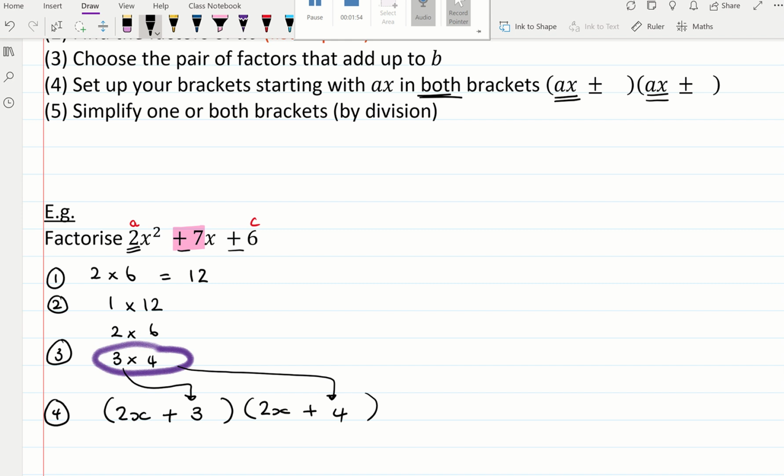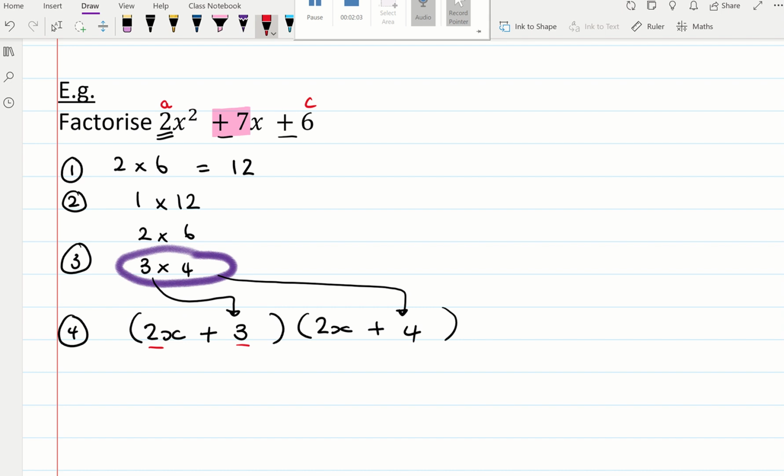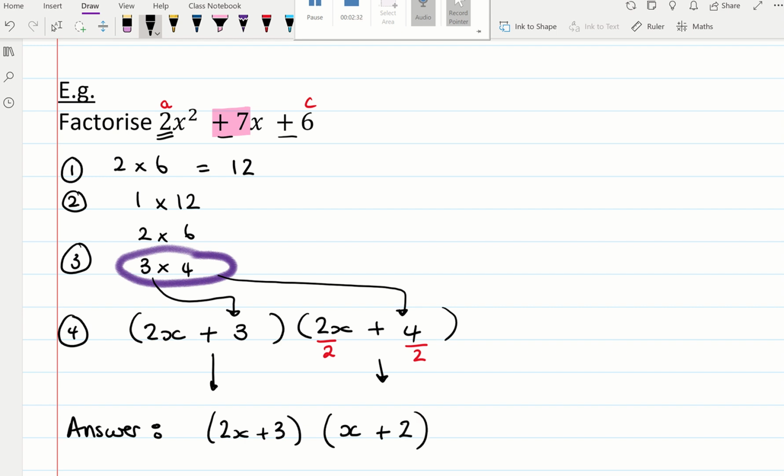And step 5 says simplify one or both brackets. Now, you may not have to simplify any brackets, but you need to check. 2 and 3 don't have any common factors, so you're not going to simplify that. But 2 and 4 can both be divided by 2. If you simplify a bracket by division, you have to divide both parts by the same number. So your final pair of brackets, this doesn't change, 2x plus 3. And this one, 2x divided by 2 is 1x, or just x, and 4 divided by 2 is 2. So that's your final answer.